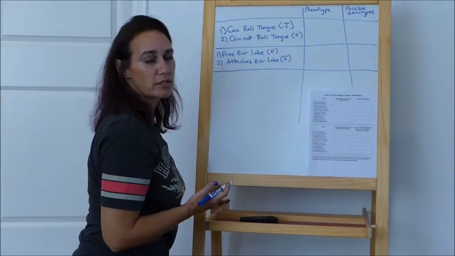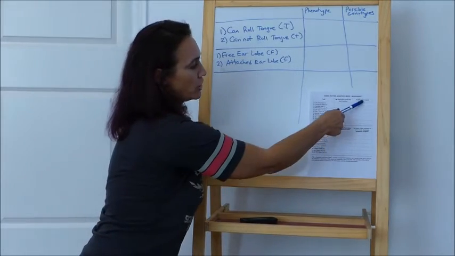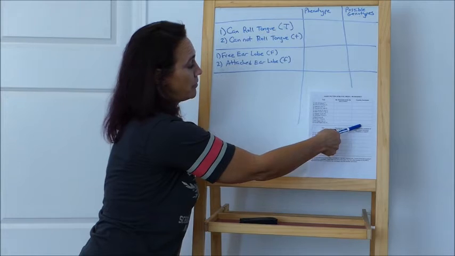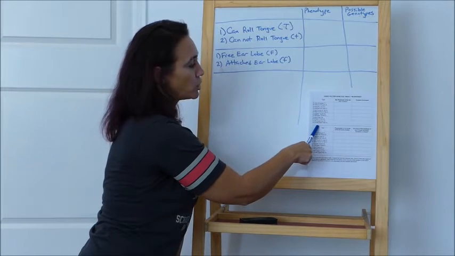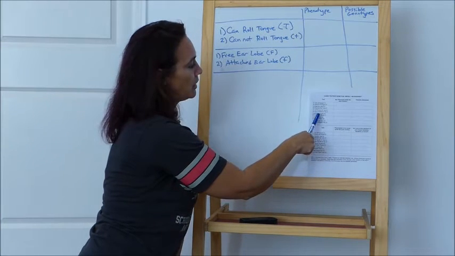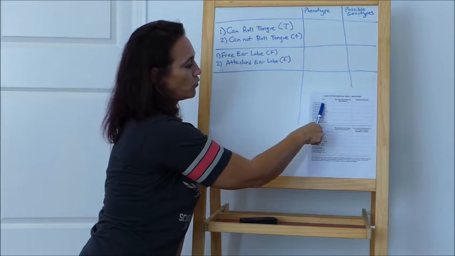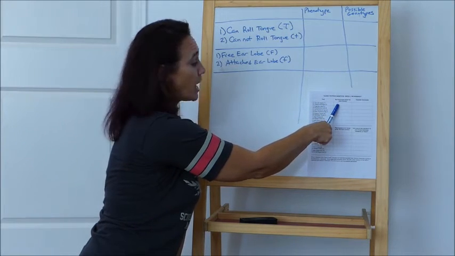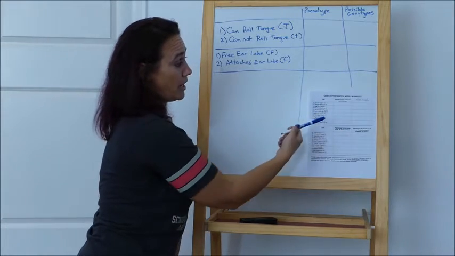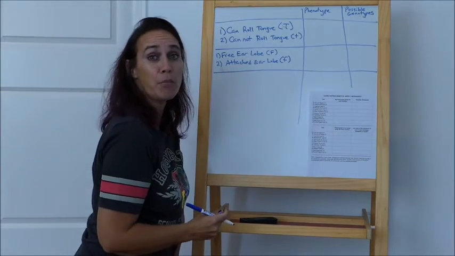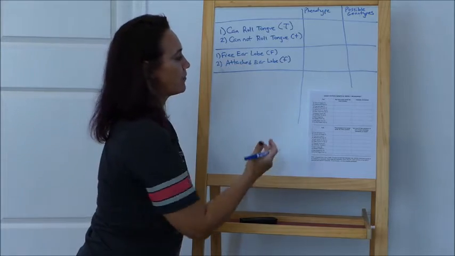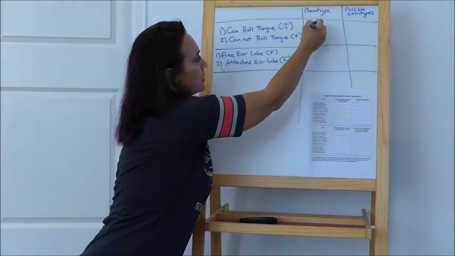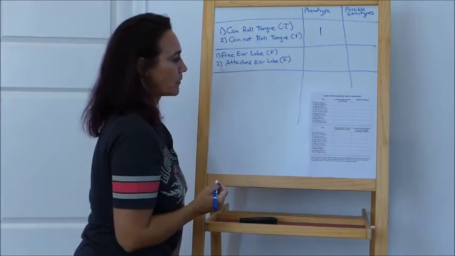Okay, so now we're going to fill out the second column in your worksheet over here under possible genotypes. The first column is the trait that we did. So let's look at the first one, can roll tongue, cannot roll tongue. You should have written under my phenotype either 1 or 2, because you're supposed to write the bold number. Me, I can roll my tongue, so that is number 1. So I would have a 1 here, okay?